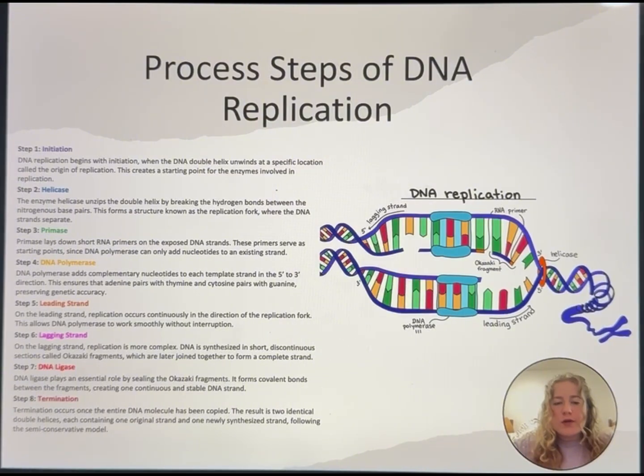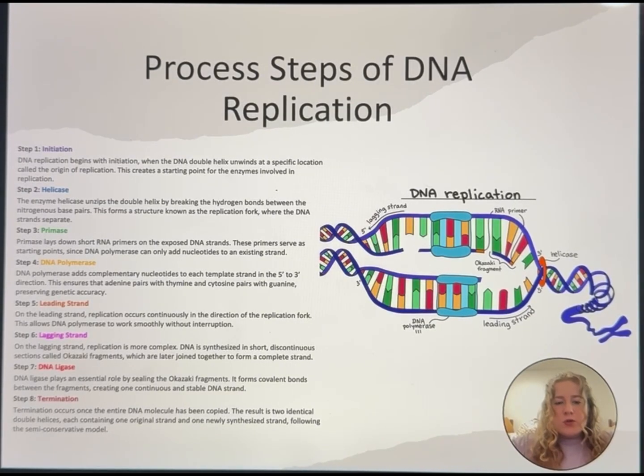This creates two different situations. On the leading strand, DNA is synthesized continuously toward the replication fork. But on the lagging strand, synthesis occurs in short, discontinuous segments known as Okazaki fragments, which are later joined together. To finish, DNA ligase seals the gaps between fragments on the lagging strand, ensuring that both new DNA molecules are complete and continuous. Finally, in the termination phase, the last phase, replication ends once the entire molecule has been copied.